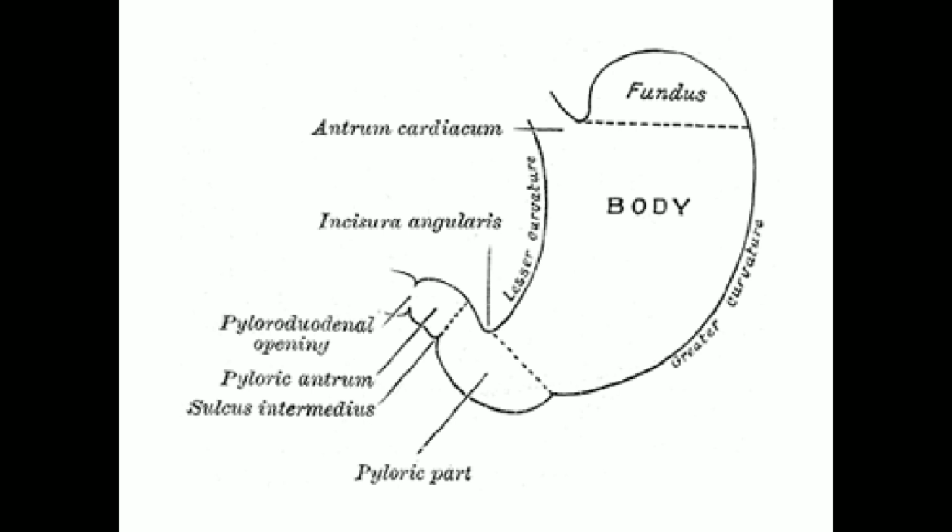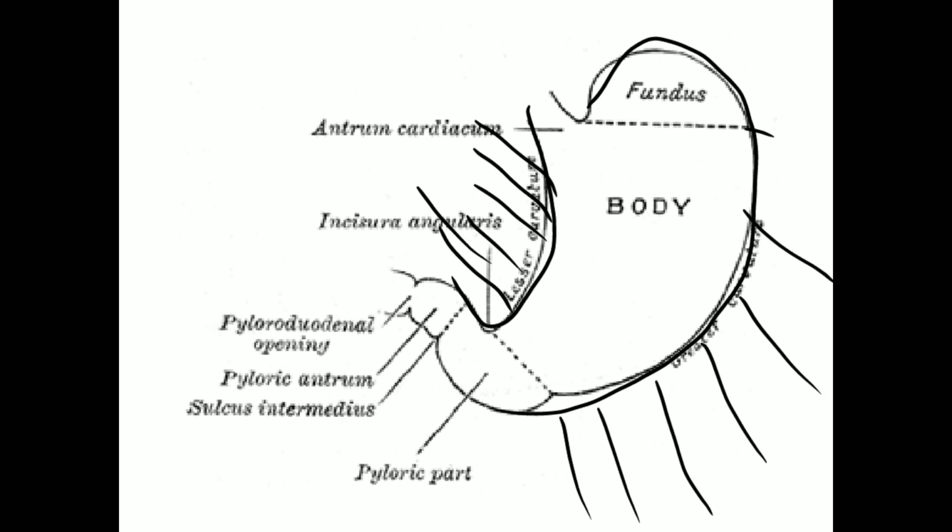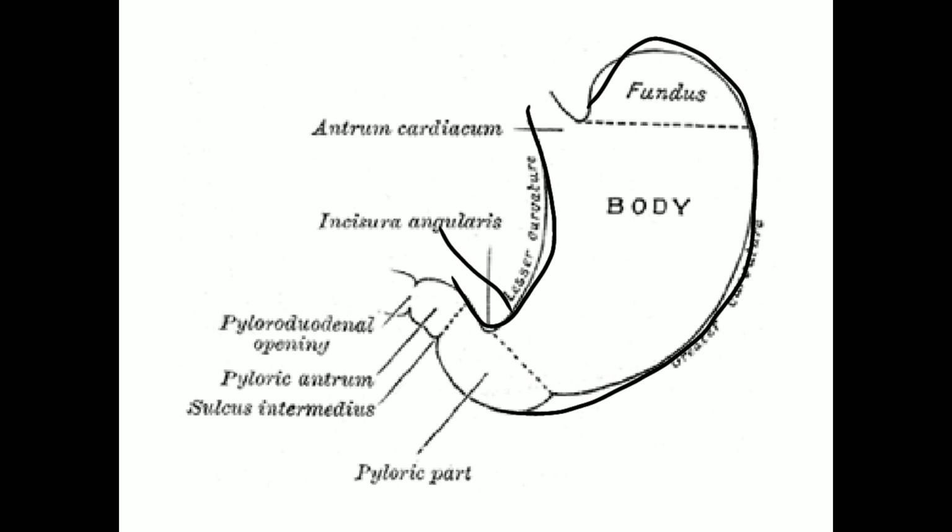Next, two curvatures. This is the lesser curvature and this one is the greater curvature. The lesser curvature gives attachment to the lesser omentum, and the greater curvature gives attachment to the greater omentum. So the two curvatures are the lesser curvature and the greater curvature.